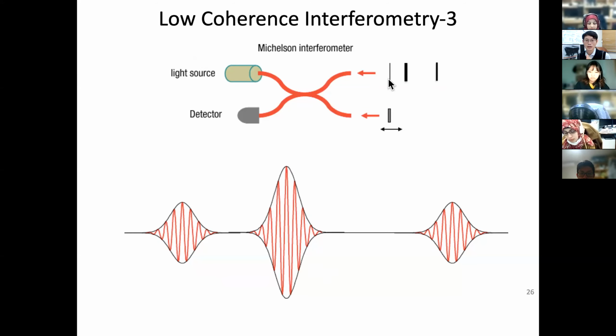Looking at our sample, let's say this is the top skin surface, and this is a basal surface, with epidermis and dermis. There are different surfaces with reflectance. Now you're moving this reference arm, and as you go towards here, there's a reflection, so you have interference here.